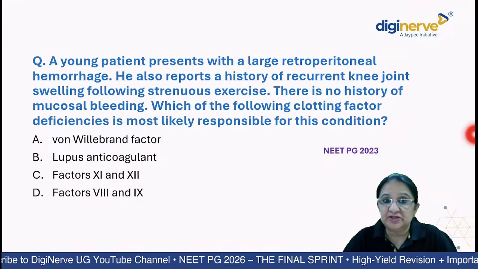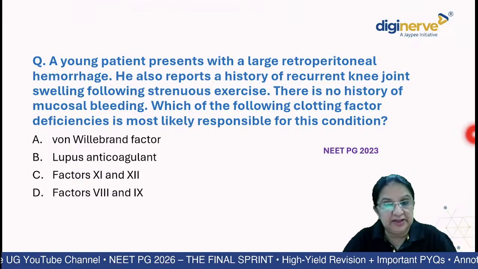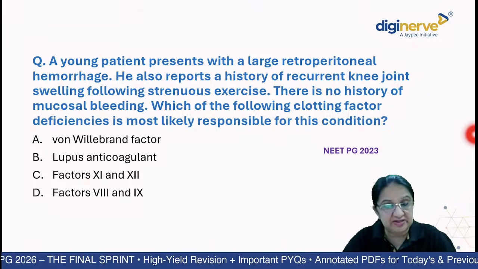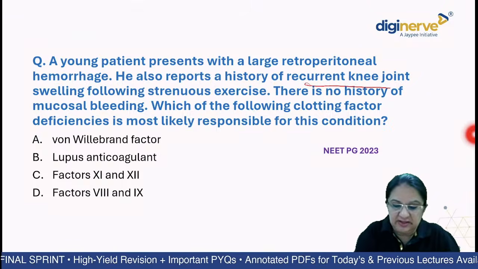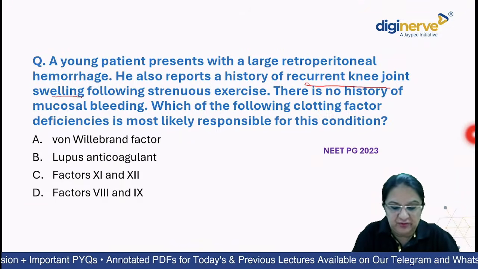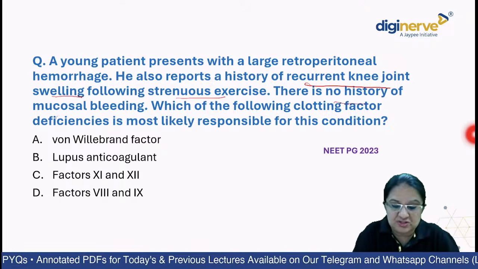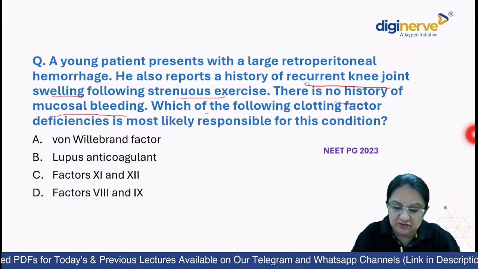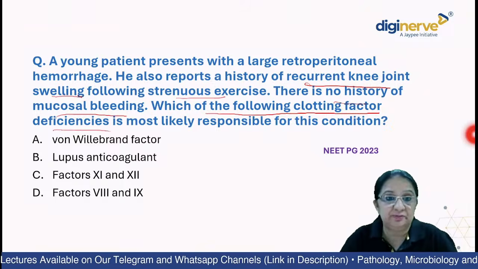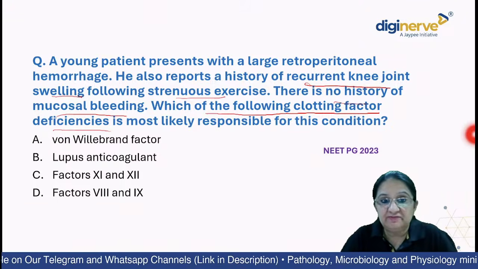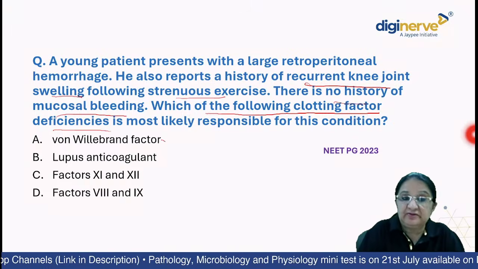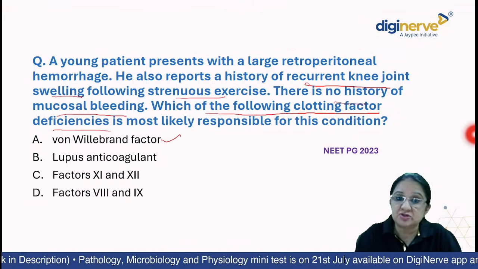Now, a young patient presents with a large retroperitoneal hemorrhage. He also has a history of recurrent knee joint swelling following strenuous exercise, probably deep tissue hemorrhage in the knee joint, with no history of mucosal or superficial bleeding. Which clotting factor deficiency is most likely to be responsible? Von Willebrand factor? No, von Willebrand factor will result in superficial bleeding.